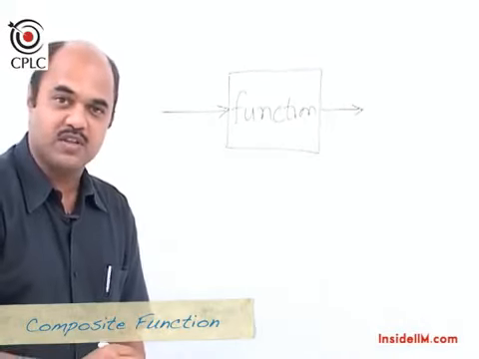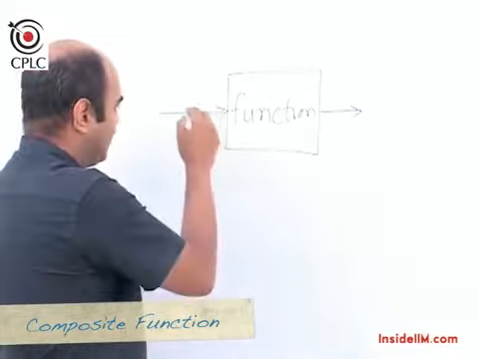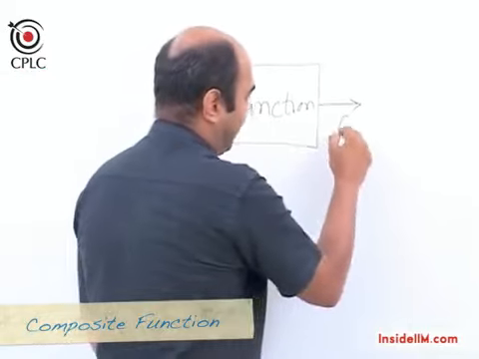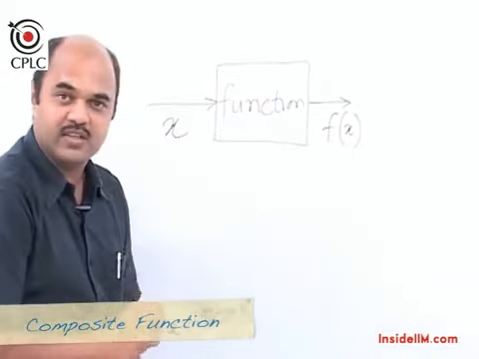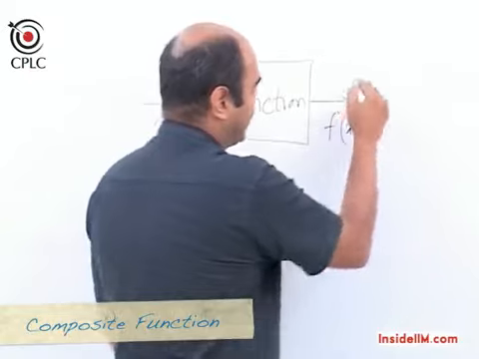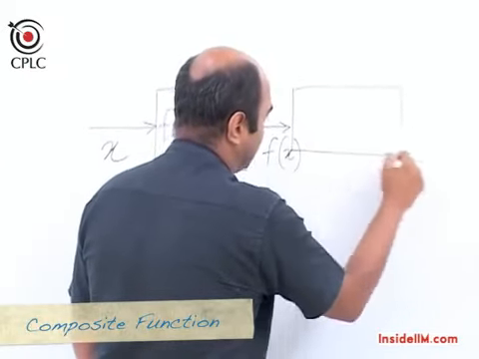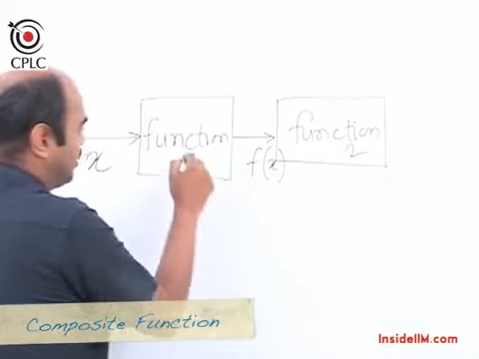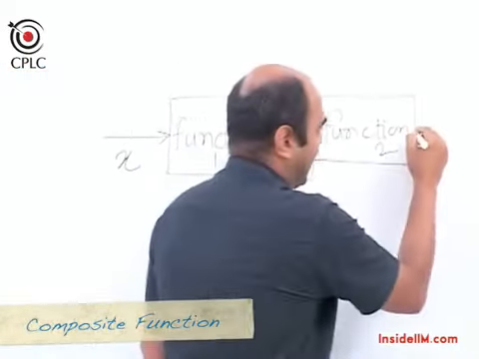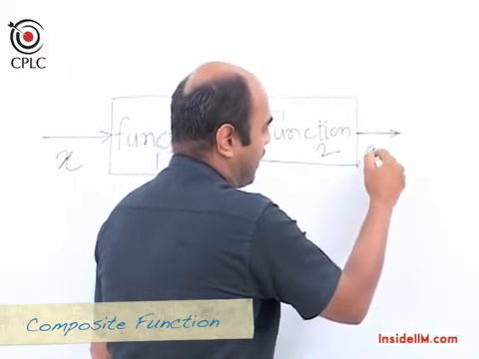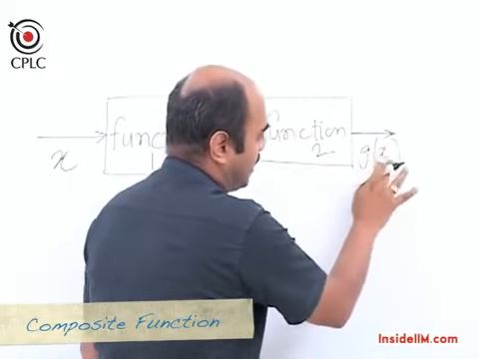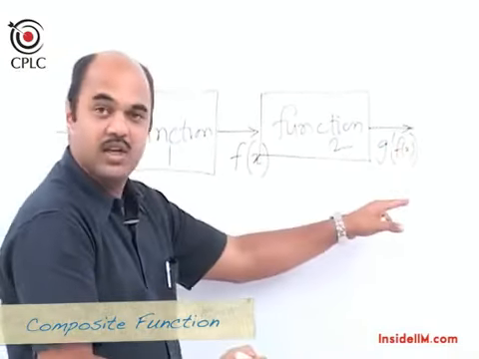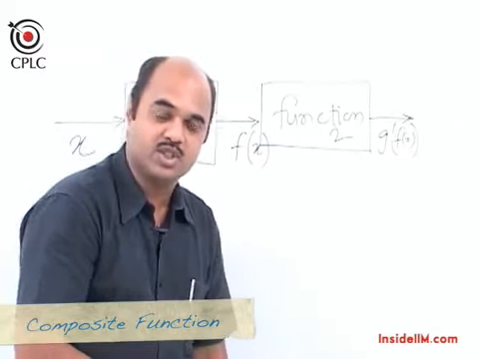Now if a composite function is a function of a function, then for this input x, suppose the function is f(x) and hence the output is f(x), then this output of the first function will go in as the input to the second function. So if we call this function 2 and this function 1, and this gives me some other output, actually it will not be g(x), it will be g of f(x), because f(x) was the input and based on that the output is g of f(x).